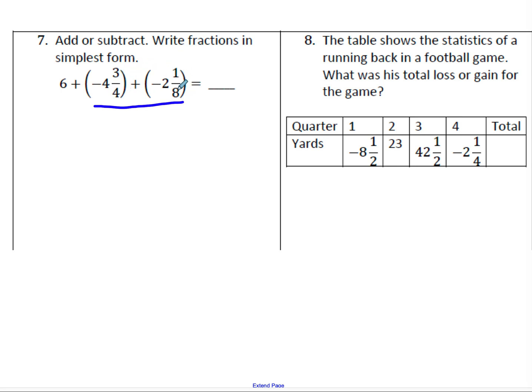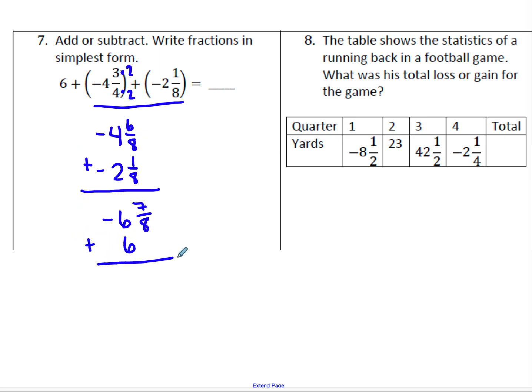I'm going to do my 2 negatives first. Okay, I need a common denominator. I'm going to change it into eighths. So I'm going to change that times 2 times 2 to make that one negative 4 and 6/8. And I'm going to leave them as mixed numbers, negative 2 and 1/8. Same signs, find the sum. 6/8 plus 1/8 is 7/8. Negative 4 plus negative 2 is negative 6. Negative 6 and 7/8.